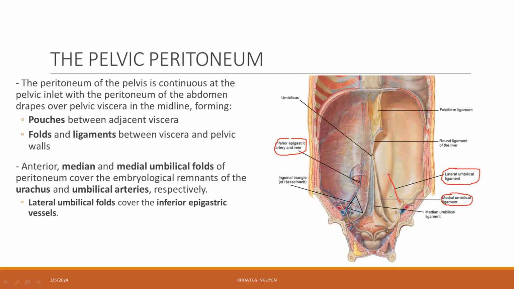The medial umbilical ligament is going to cover the embryological remnant of the umbilical arteries. All right. The umbilical arteries in the embryo are going to be non-functional in the adult, and therefore there will be a drape of peritoneum that is covering the remnant of those structures, and that is the medial umbilical ligament. And the median umbilical ligament is the thing that is going to cover what is known as the urachus. Okay, the urachus in the embryo.